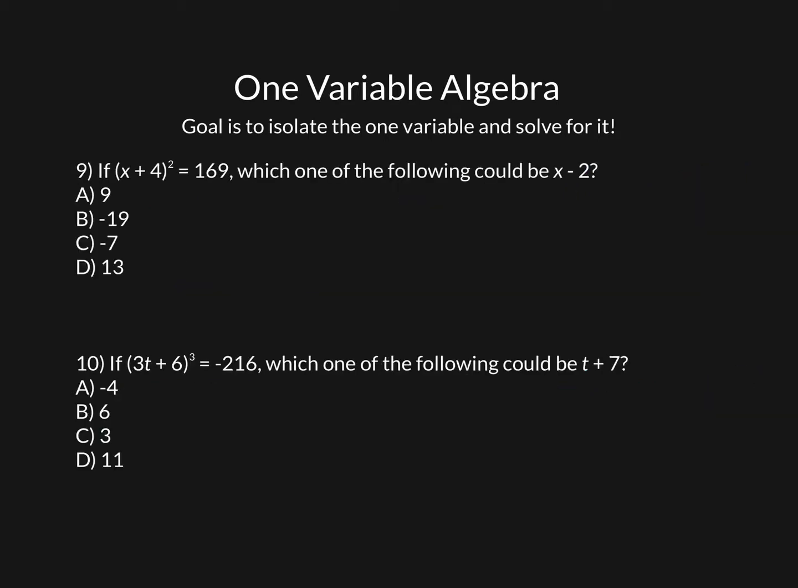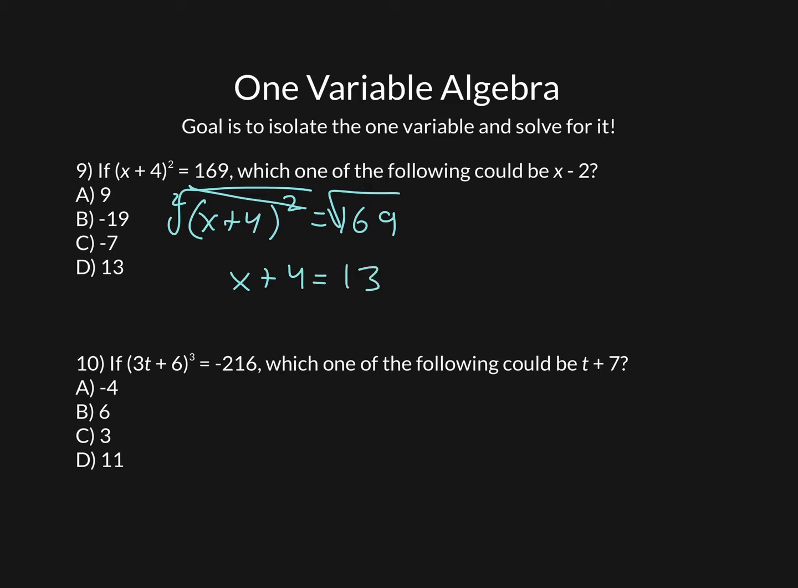Last but not least, we have numbers 9 and 10. These are probably as hard as the one variable algebra questions can get on this exam. Let's take a look for number 9. If x plus 4 squared equals 169, which one of the following could be x minus 2? Now, if we take the square root of both sides, we get x plus 4 equals 13. We subtract 4 on both sides, and we get x equals 9.